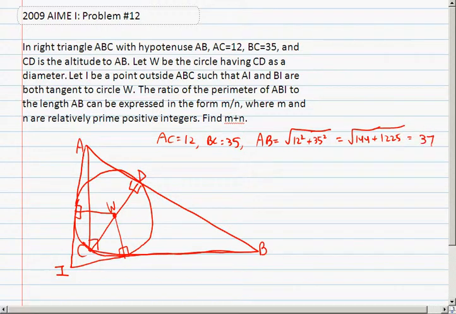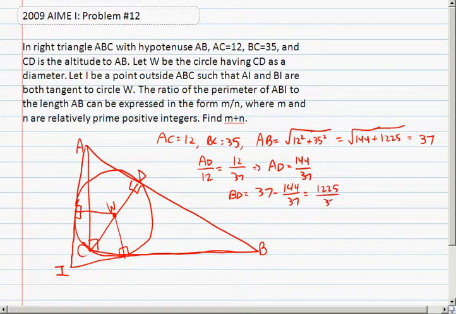So AB is 37, and since we know that each leg of the right triangle is the geometric mean between the projection on the hypotenuse and the length of the hypotenuse, we have AD over AC equals AC over AB. So AD is 144 over 37. And so that means BD is 37 minus 144 over 37, which is 1,225 over 37. And so we can go ahead and label these here.